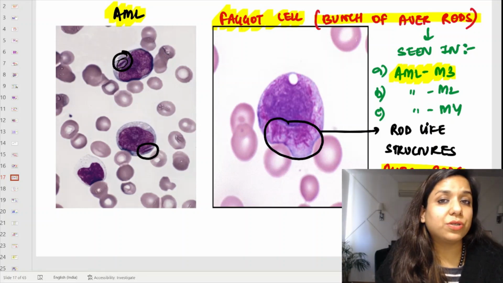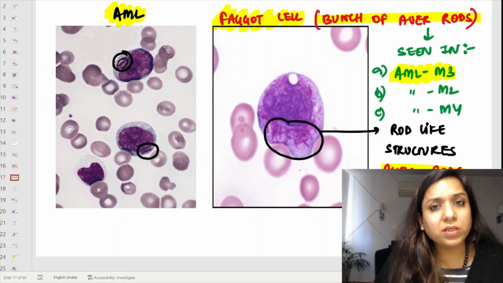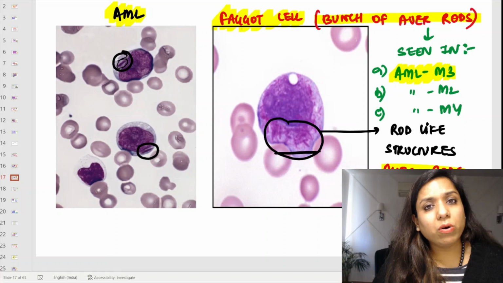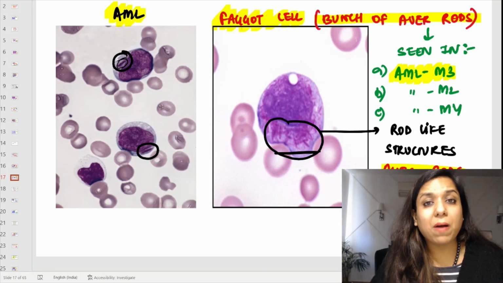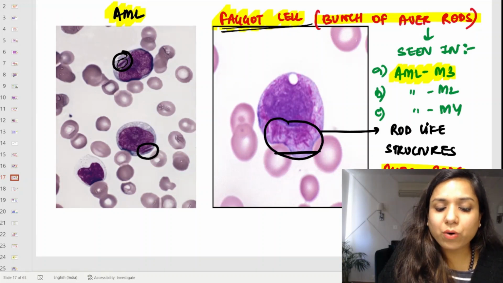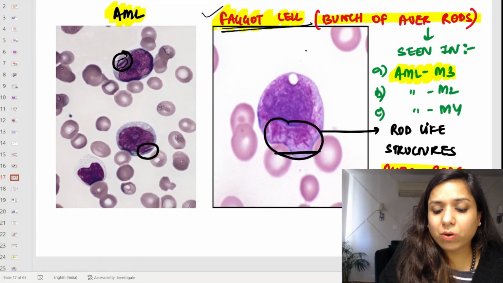That means my patient has AML. And if there is a bunch of Auer rods in the cytoplasm, here, can you see? So many Auer rods are arranged in a crisscross pattern in the cytoplasm. That cell is called a faggot cell. What is that cell called? It is called a faggot cell.